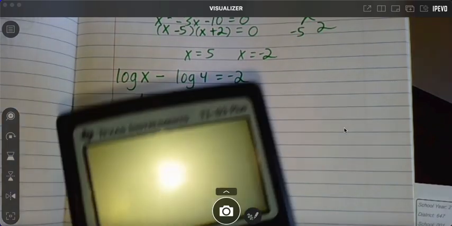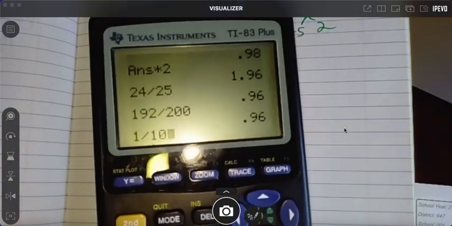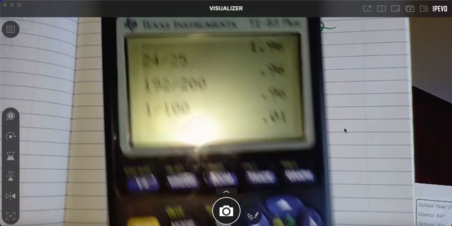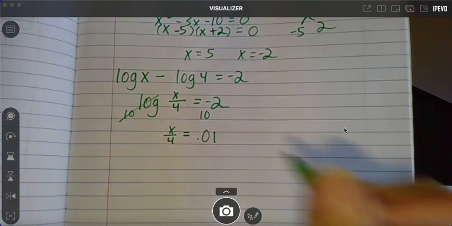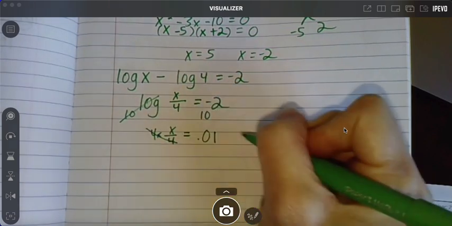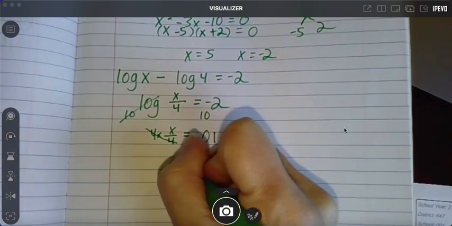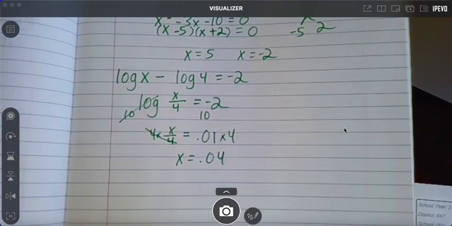Or if you divide that, 1 over 100, and we get what? 0.01. Then what do I do to solve for x? I just have one number over there. It's being divided by 4, so what's the opposite? Multiply by 4. So x is 0.04.